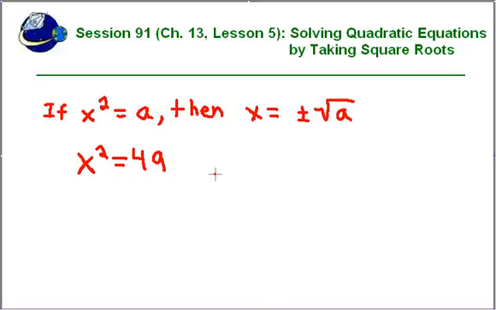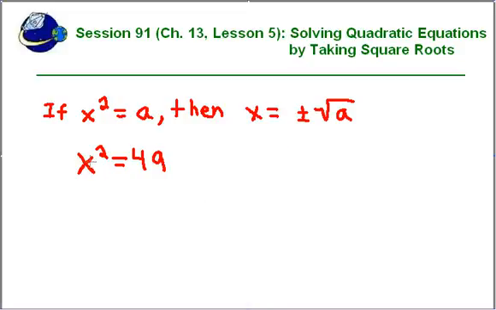Here in this session, we're going to be solving quadratic equations by taking square roots. Quickly, as a statement or an overview, if you have an equation in the format of x squared equals a, then solving that particular equation for x will mean that x is going to equal either the positive square root of a or the negative square root of a.